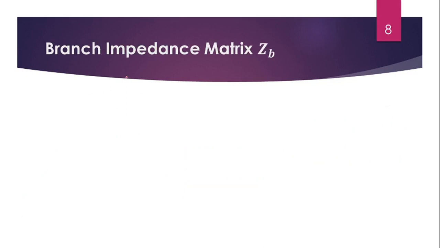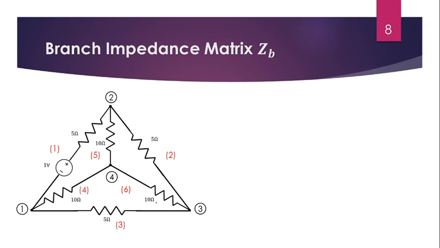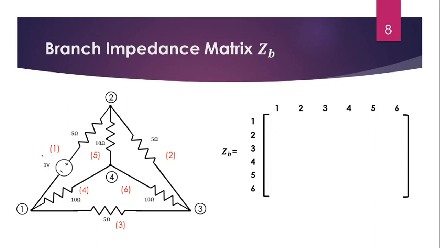What next we have to find out is the branch impedance matrix. Note here we have to find the branch impedance matrix from this circuit, not from the graph, because we need the impedance values, and impedance values we get from this circuit only. This is the circuit, or the network, given. The branch impedance matrix is the matrix of number of branches versus number of branches. How many branches do we have? 6. So 6 by 6 is the size of this matrix.